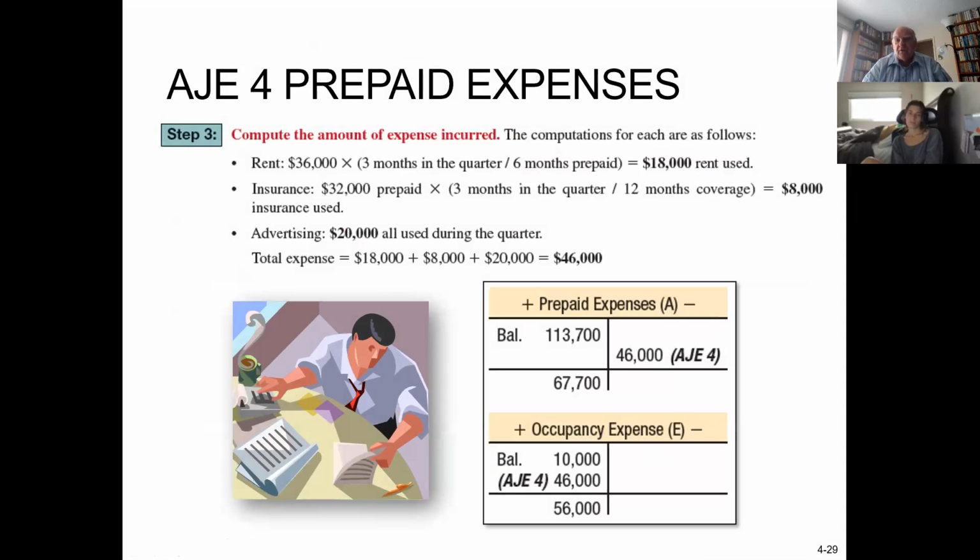Take a look at your general ledger, your T account. They debited occupancy expense. They credited prepaid expenses. Okay. Prepaid expenses is an asset. We have used $46,000, or we have incurred $46,000 worth of this amount we had at the beginning.